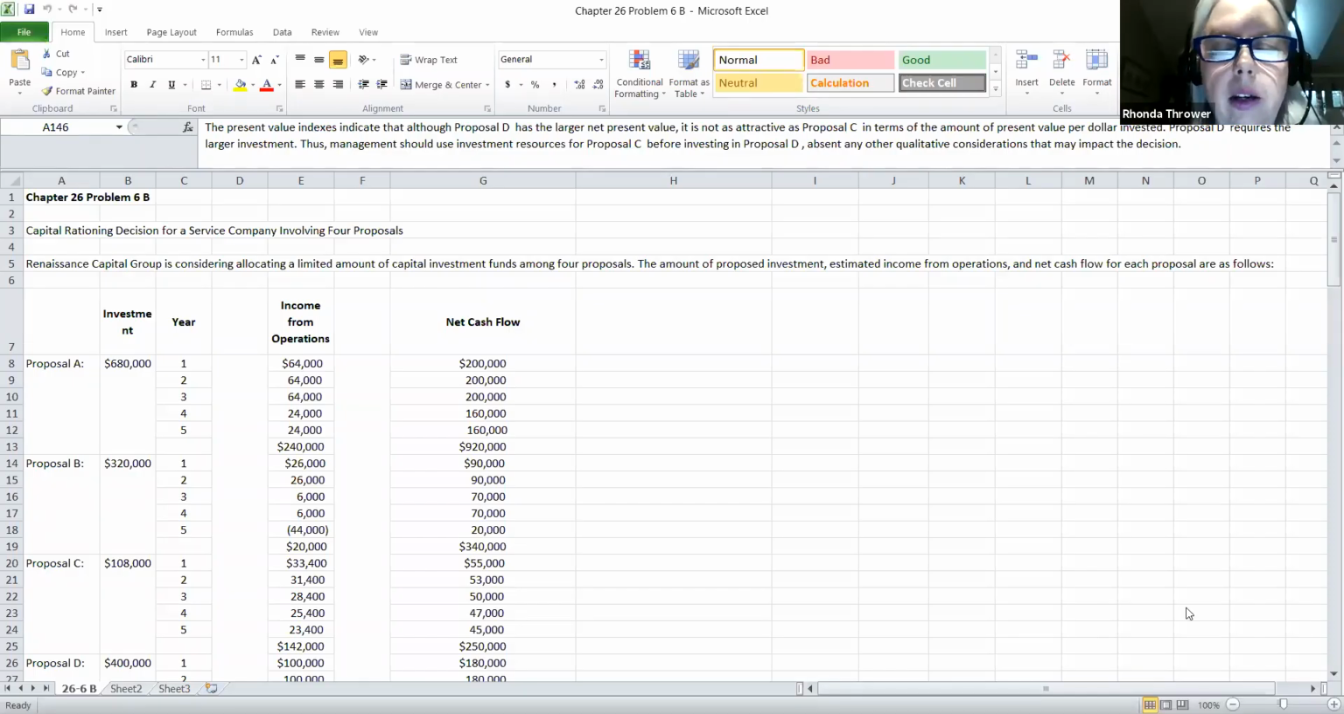Today's lesson will be from Chapter 26, Problem 6b. What we're going to be doing in this problem is evaluating four proposals named A through D.